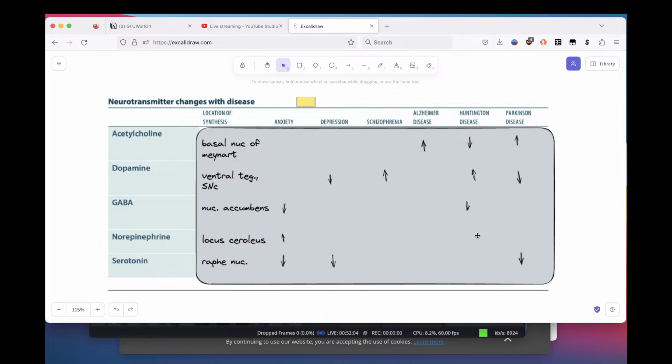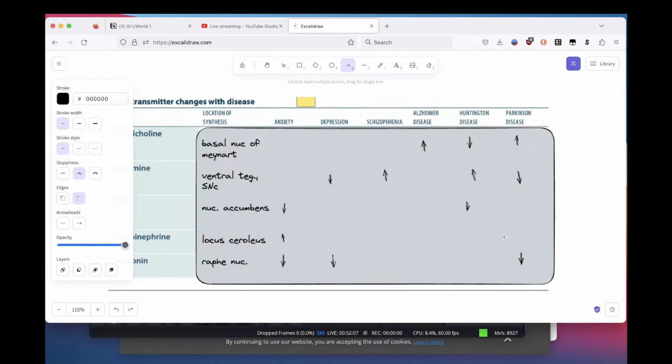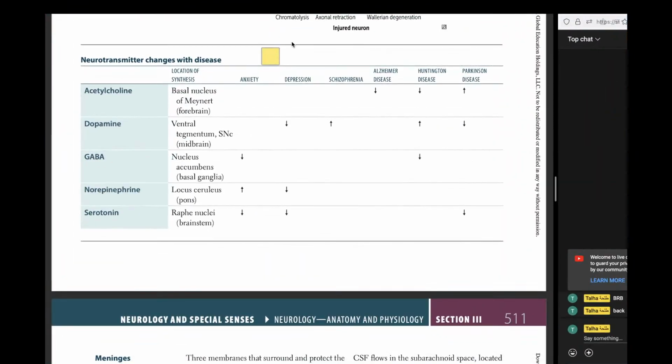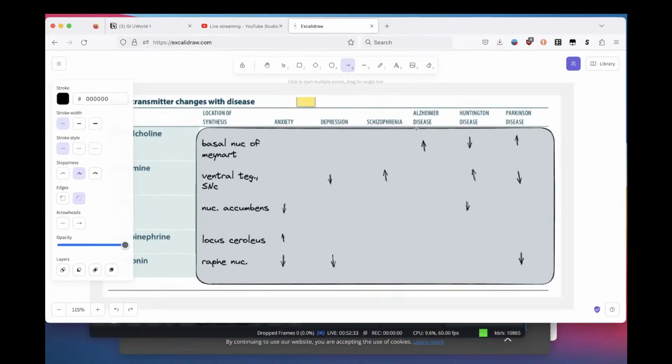Oh, I forgot norepi. What else is norepi? Oh, it's down in depression. It's up in anxiety, but down in depression. And dopamine is down in depression, up in schizo, up in Huntington. Oh, and down in Parkinson. Oh, and then acetylcholine is down in Alzheimer's and down in Huntington. Okay, that's embarrassing.